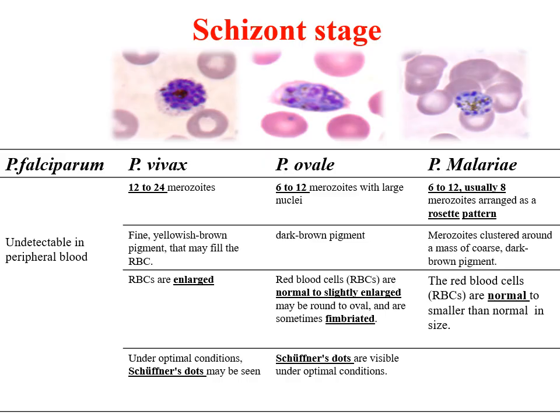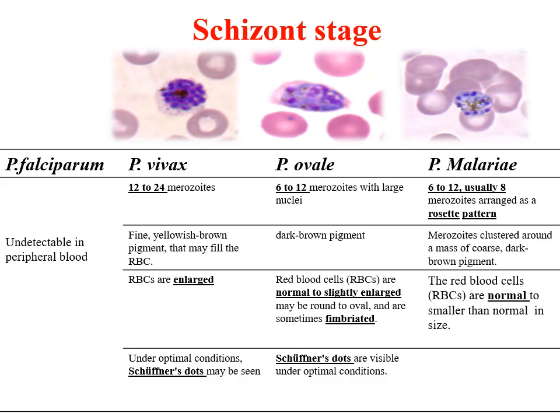For instance, in case of vivax, we can have the largest size of schizonts, with schizonts that can contain 12 up to 24 merozoites. If we talk about ovale, the number of merozoites is half of that in case of vivax. So a mature schizont of Plasmodium ovale contains usually 6 to 12 merozoites with large nuclei.